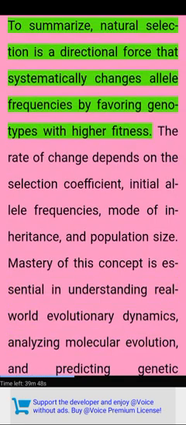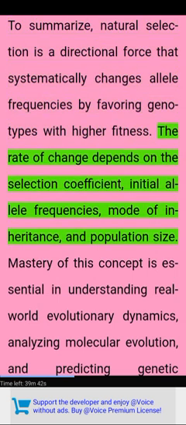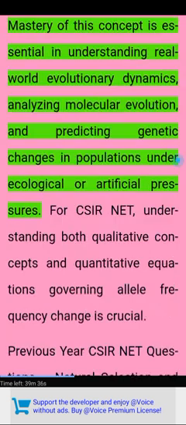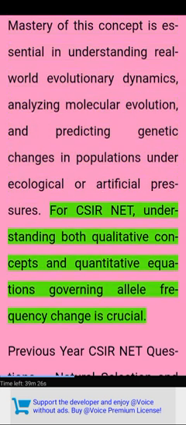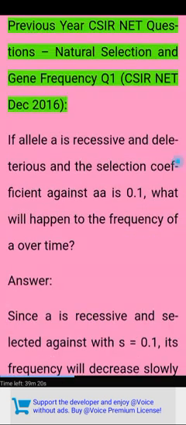To summarize, natural selection is a directional force that systematically changes allele frequencies by favoring genotypes with higher fitness. The rate of change depends on the selection coefficient, initial allele frequencies, mode of inheritance, and population size. Mastery of this concept is essential in understanding real-world evolutionary dynamics, analyzing molecular evolution, and predicting genetic changes in populations under ecological or artificial pressures. For CSIR NET, understanding both qualitative concepts and quantitative equations governing allele frequency change is crucial.